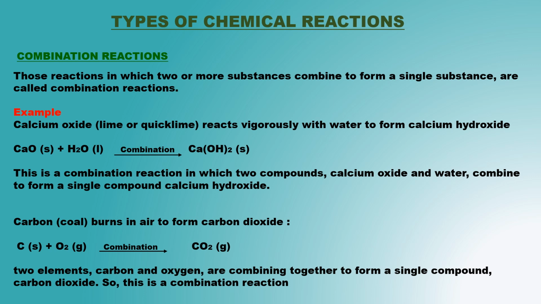The calcium hydroxide solution, when applied to the walls, reacts slowly with the carbon dioxide gas present in air to form a thin, shining layer of calcium carbonate on the walls of the house.